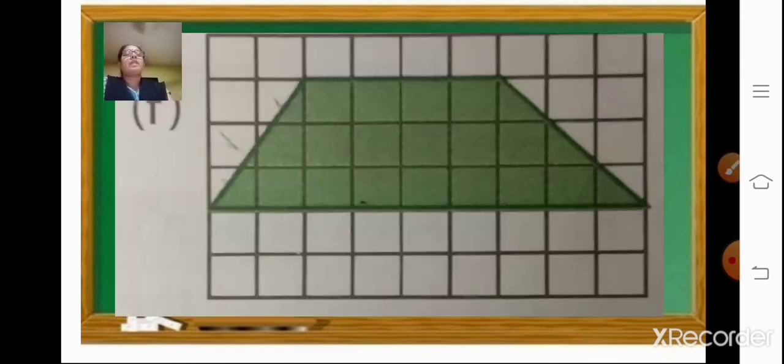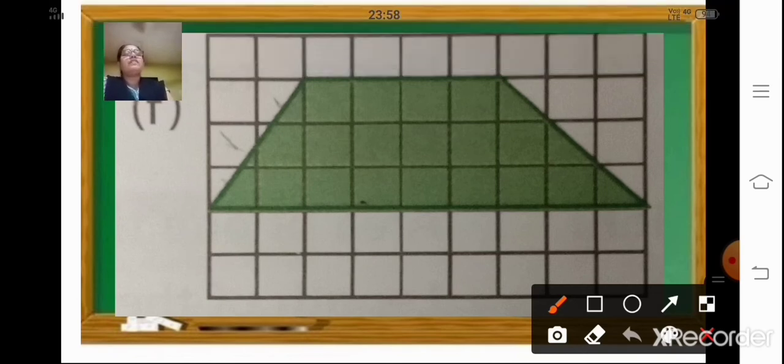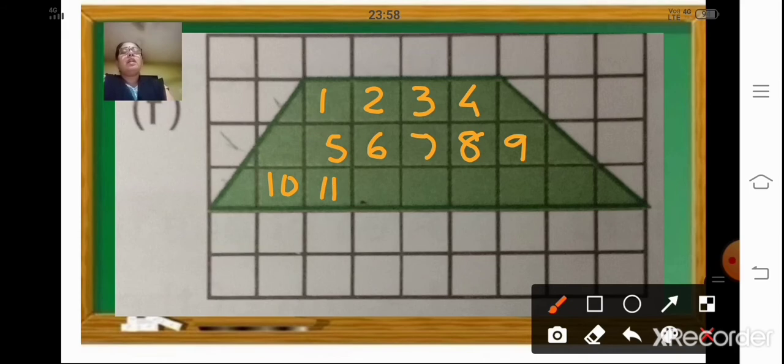Yes, have a look at this figure, children. Here you can see, let us first find out the total number of full squares. So here it is 1, 2, 3, 4, 5, 6, 7, 8, 9. Then we have here 10, 11, 12, 13, 14, 15 and 16. So the number of full squares covered is 16.